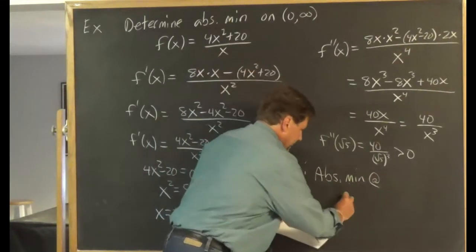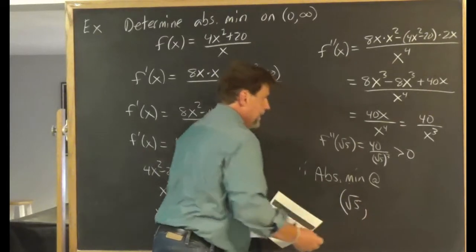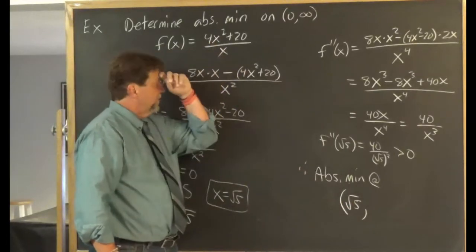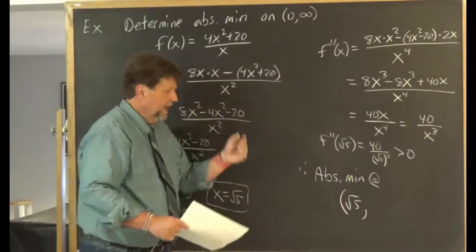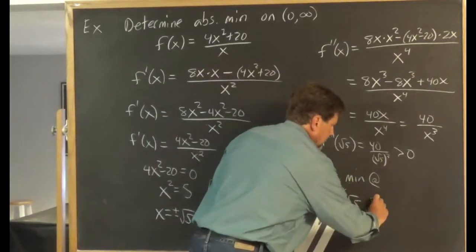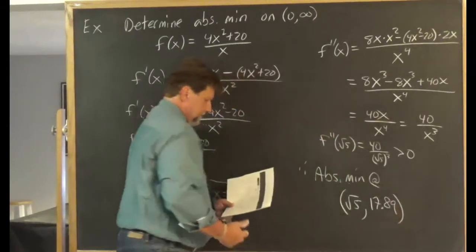Or, let me write that as an ordered pair. Square root 5, that's the x value, and I put square root 5 back into the original function for x, and I'm just going to list the decimal here. I get it to be about 17.89.